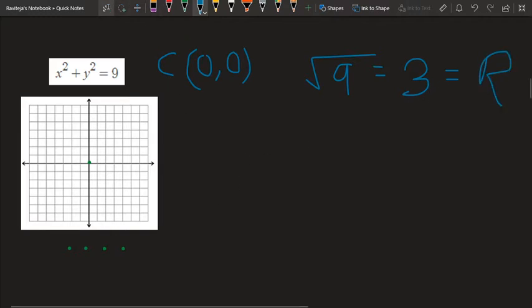And what that essentially means is from the center point, we're going to be going 3 right, up, left, and down. That's where we're going to put our last 4 points. And remember, the radius is the distance from the edge of the circle to the center point of the circle.